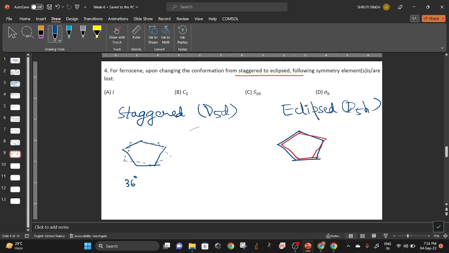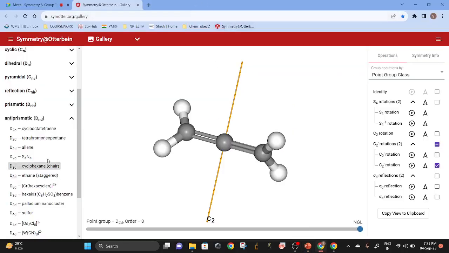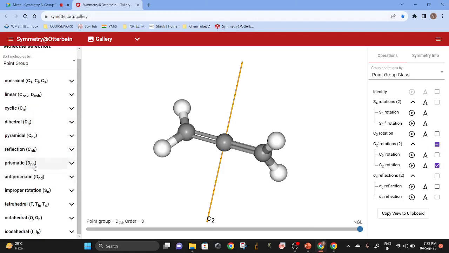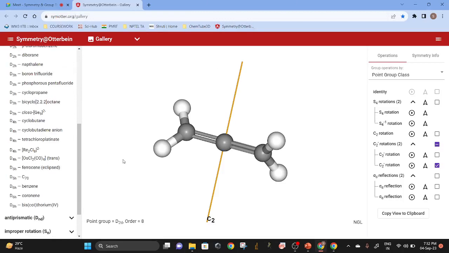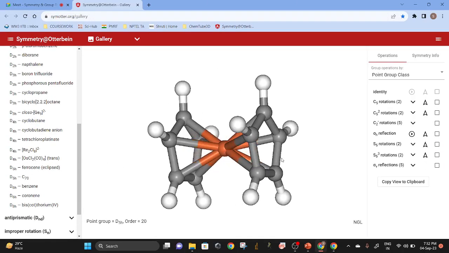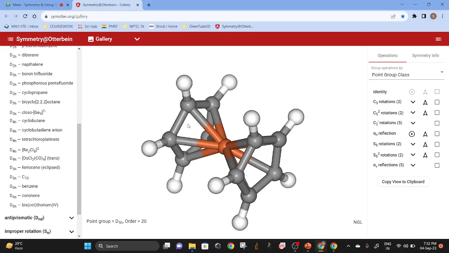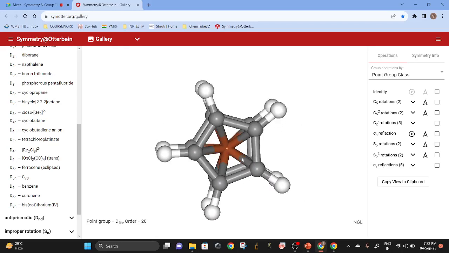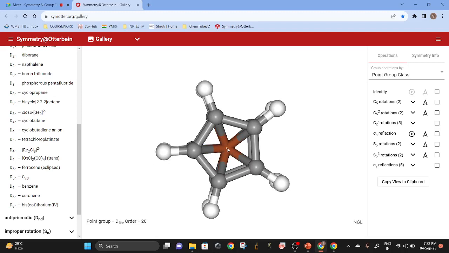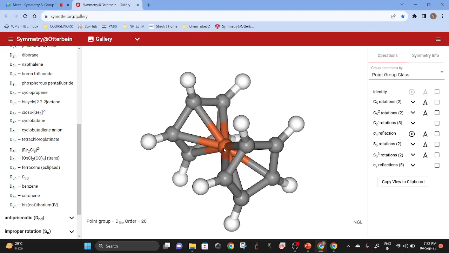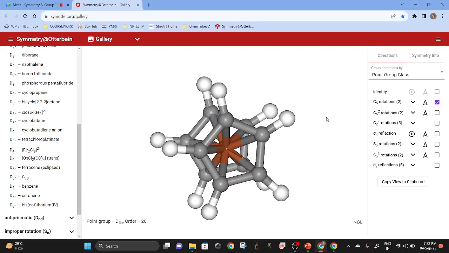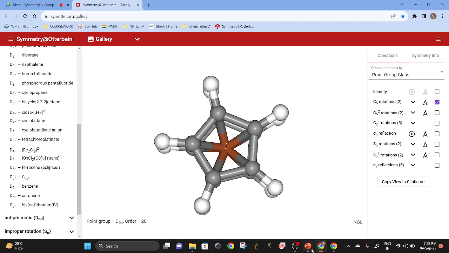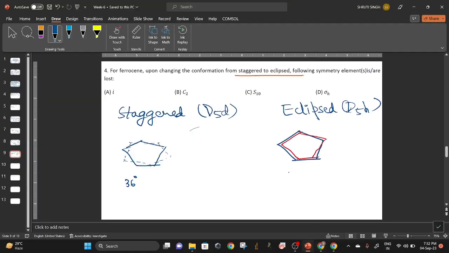Okay, let me show. This is ferrocene. This is the Cp ring and this brown color is the iron atom. Now C5 is easy. C5 passes through the ring, cutting the iron atom. Like this. So this is C5. The first element we have found is C5. Now let's write here C5. E will be there always, right? C5, E.